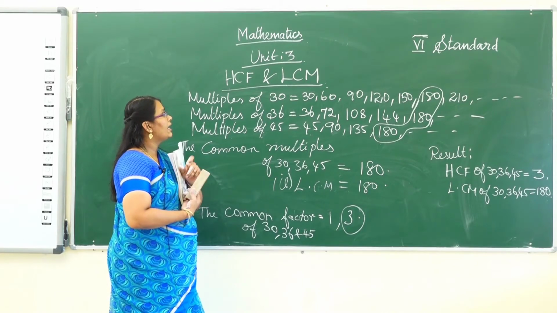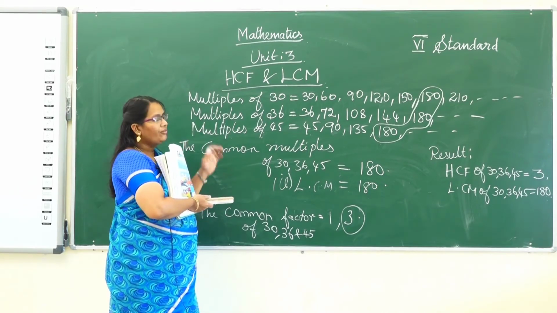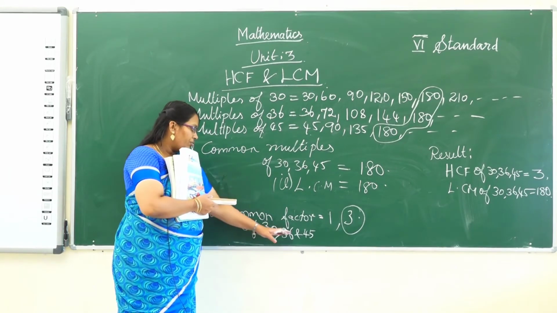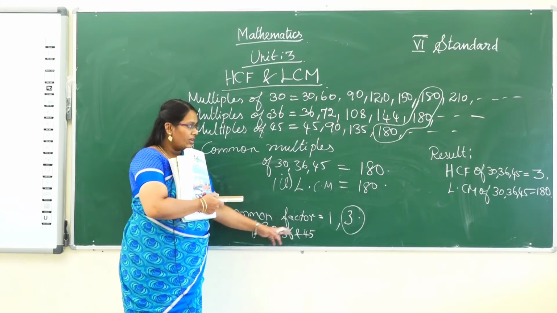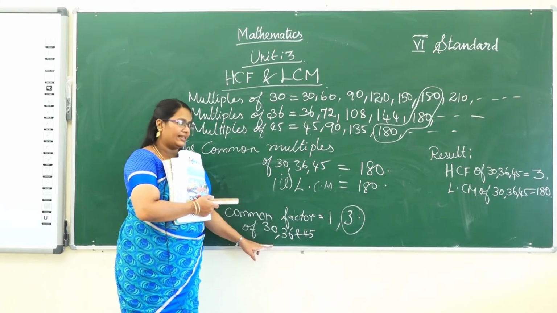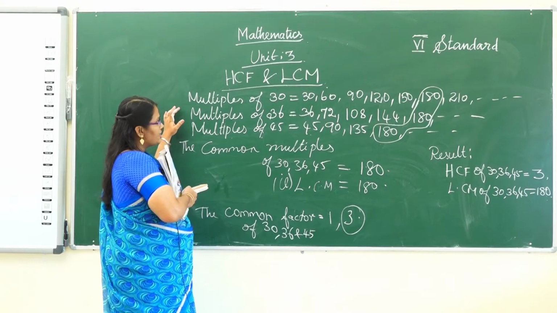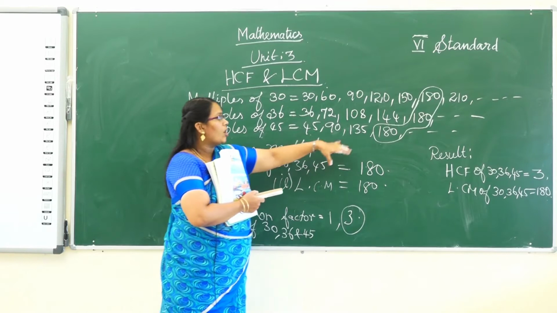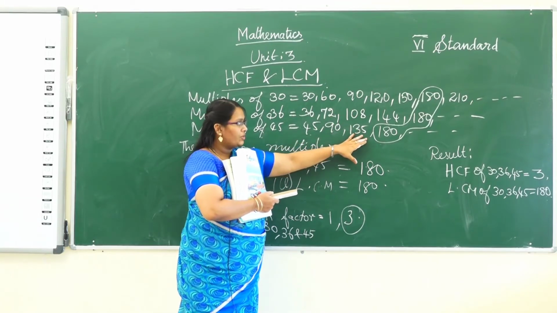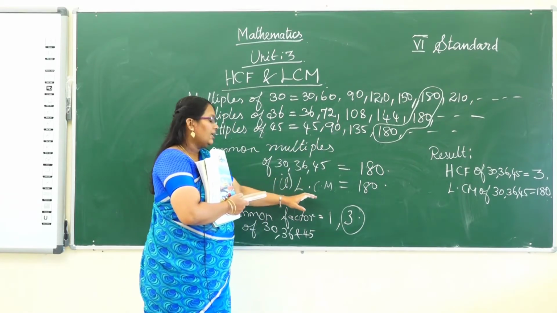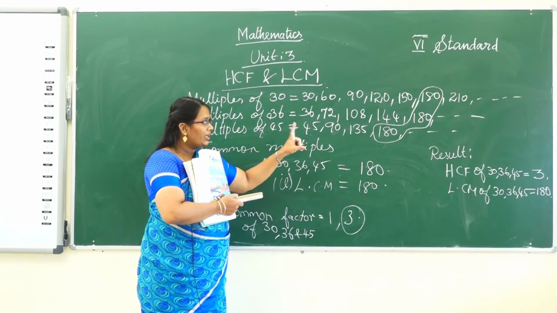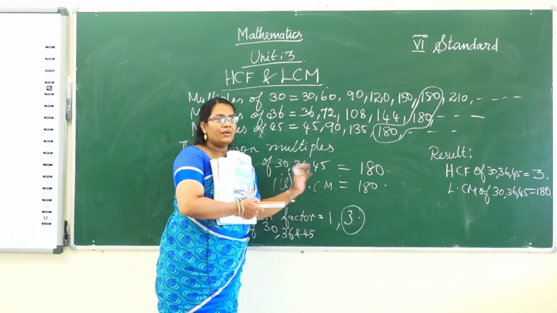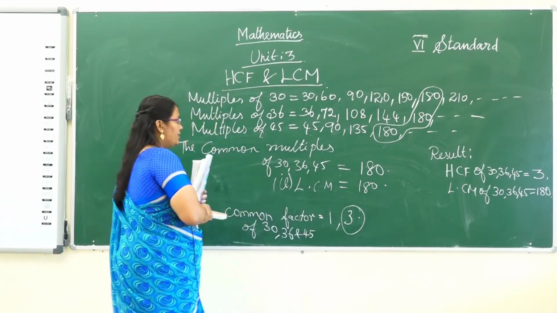How do you find the HCF? First write the common factors for all the given numbers. After writing the common factors, which one is the greatest? We consider that the highest common factor. And then LCM. Write the multiples of the given numbers, then see which one is common for the 3 numbers. Here we got only one common, so directly write 180 as the least common multiple.